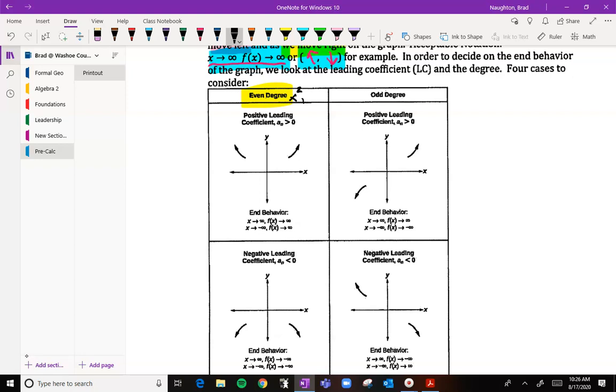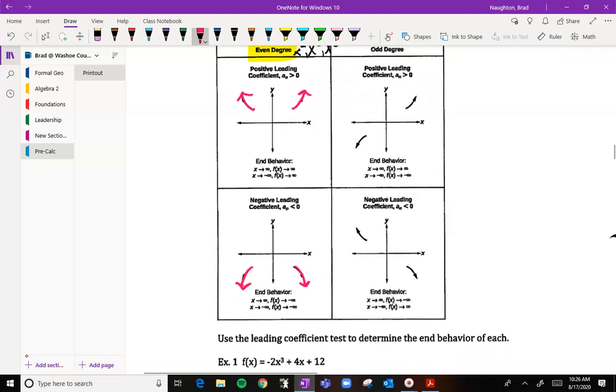If we have an even degree, and obviously that means the largest exponent, like an x squared, x to the 6th, x to the 8th, you're going to notice that these arrows both go up or they both go down. So even degree means that my end behaviors are going to be matching. They're both in positive infinity or both in negative infinity. Oh, sorry, I highlighted the wrong thing. There we go. Notice the matching right there.